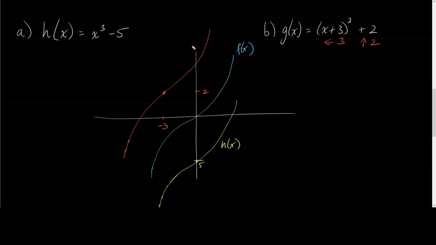And this right here would be g of x. And again, this transformation over here was just strictly down by 5. So that's the vertical and the horizontal shifts.